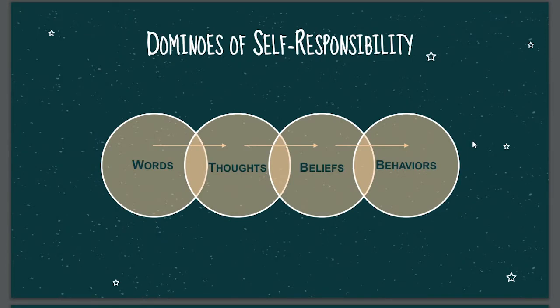All right, and the dominoes of self-responsibility happen this way. They always start out with the impact of words. Words affect or impose on thoughts. Thoughts then go on to inform beliefs, and beliefs then go on to shape your behaviors.